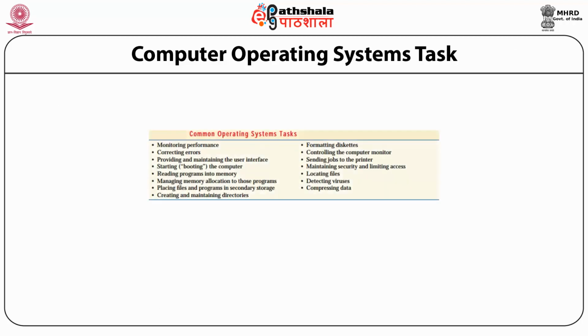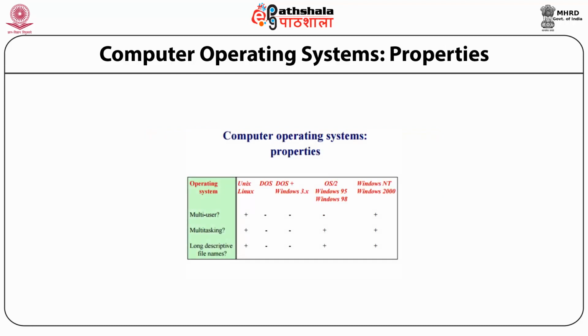Figure 3 illustrates common operating system tasks, including monitoring performance, correcting errors, providing and maintaining the user interface, starting or booting the system, reading programs into memory, managing memory allocation to the programs, placing files and programs in secondary storage, creating and maintaining directories, formatting diskettes, controlling the computer monitor, sending jobs to the printer, maintaining security and limited access, locating files, detecting viruses, and compressing data. Let us discuss the properties of various available operating systems in the market.